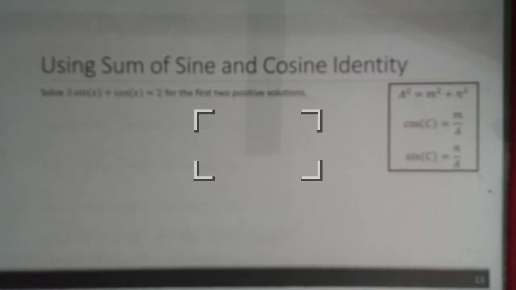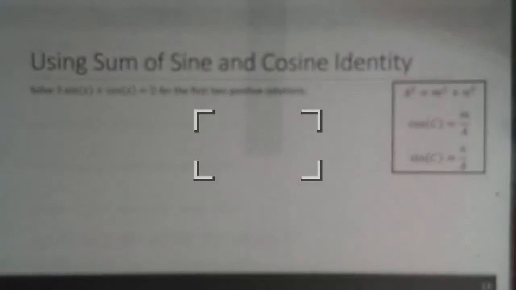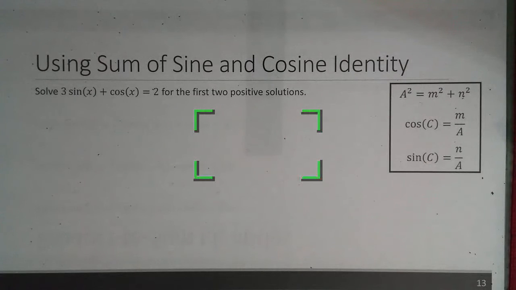Well, when we had 2 different trig functions before, we tried switching one to match the other one. That only worked if one was a reciprocal or if we could use the Pythagorean identity. Well, sine and cosine are not reciprocals, and I don't have any sine squareds or cosine squareds, so the Pythagorean identity is out. I'm left to using this so I can rewrite it.